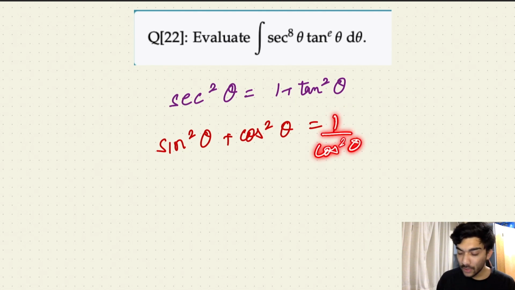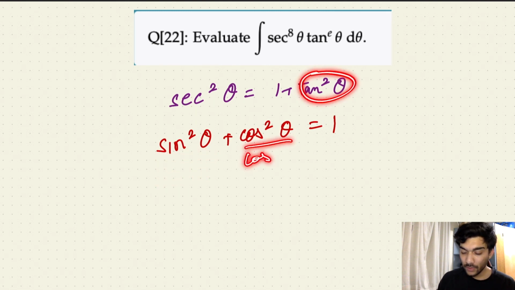Because 1 by cos square theta is secant square theta, which you have on the left expression, and when you divide the whole expression by cos square theta, you get sine square theta by cos square theta, which is tan square theta, and cos square theta by cos square theta, which is 1.